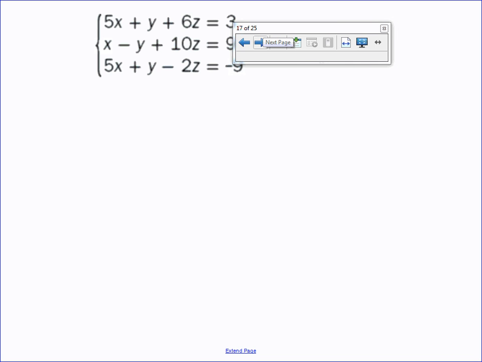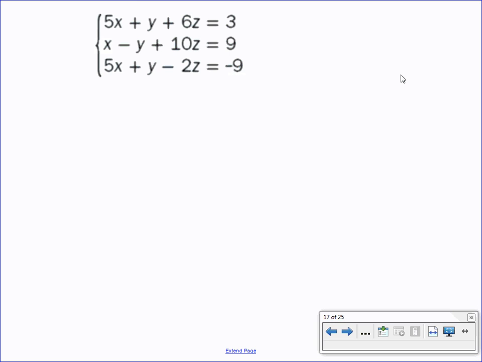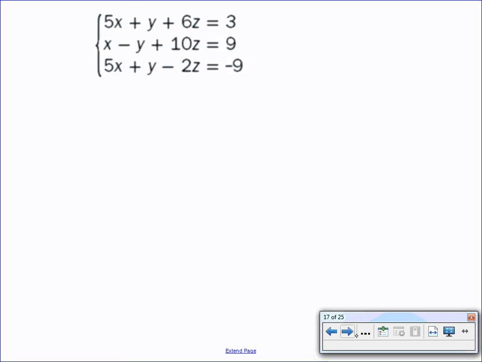I don't know what I did. Now it's not going to work unless I use the mouse. So I'm going to import that from the last page. Oh, it's working. So from the last page I had x equals negative 2 and z equals 3 halves.